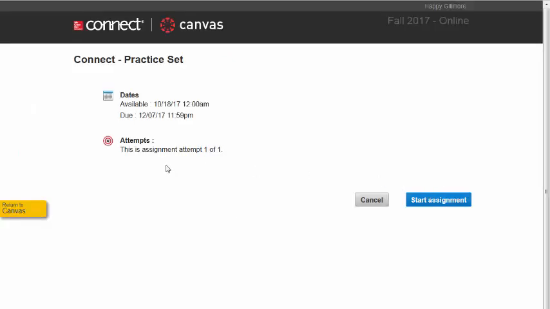You will have one attempt, so you want to make sure that you are sure when you're ready to submit. And again, it's due on December 7th. Start the assignment, and the practice set will cover what you have been learning all semester long. So we will first start off with the accounting cycle and journalizing.